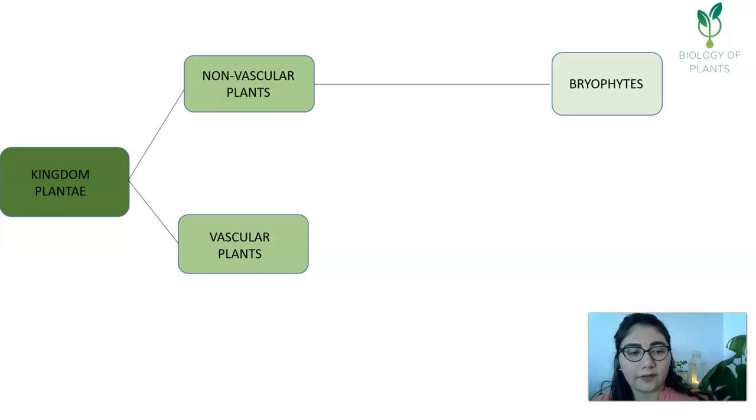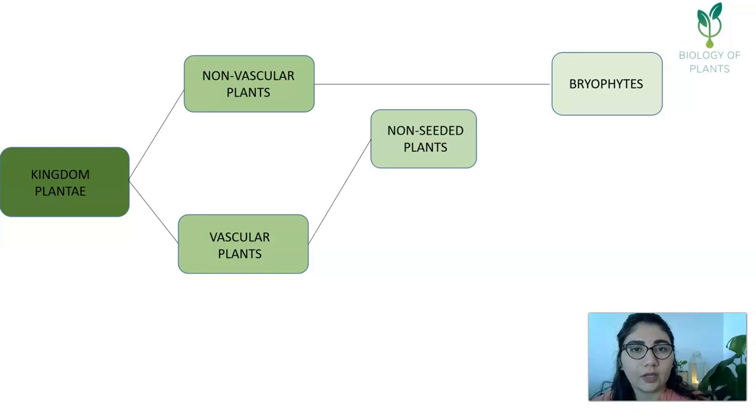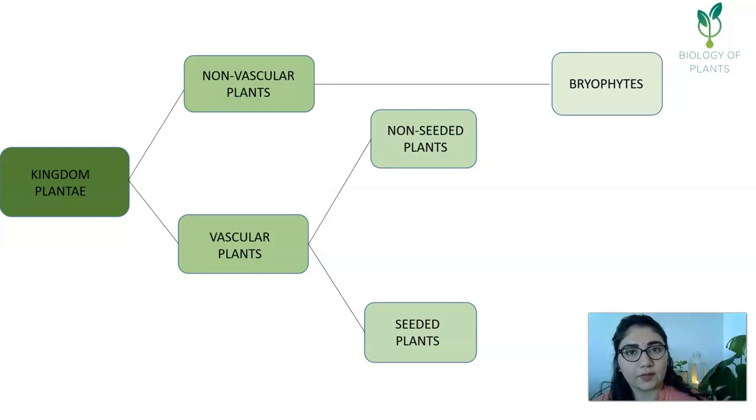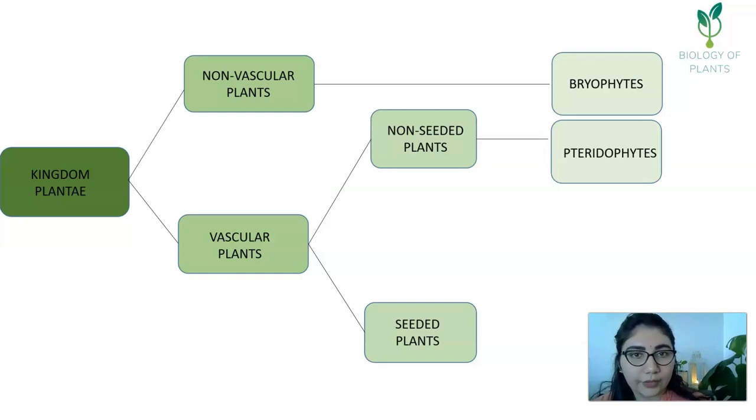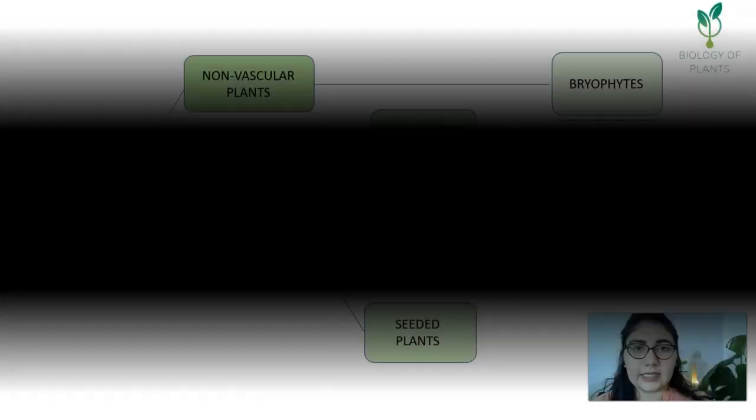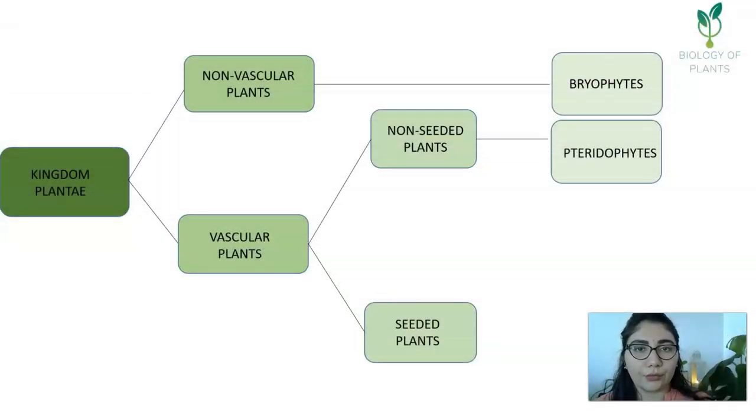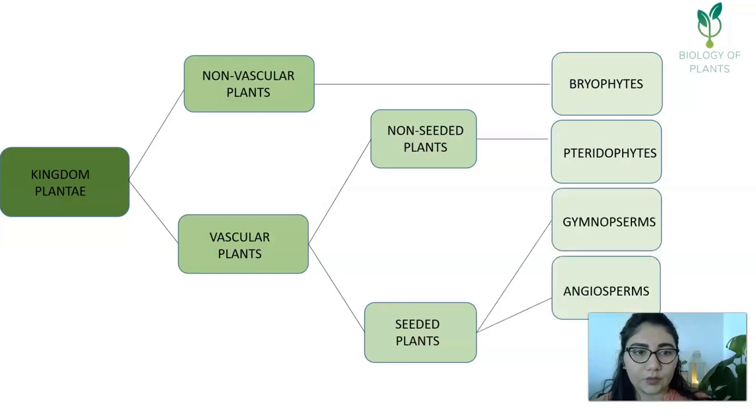Vascular plants are again divided into two groups, non-seeded plants and seeded plants. Now, the distinction, as it is very obvious, is that non-seeded plants do not produce seeds, whereas seeded plants produce seeds. There is one group of non-seeded plants which are the pteridophytes. Pteridophytes possess a vascular system, but they do not produce seeds. Seeded plants are of two types, the gymnosperms and the angiosperms.